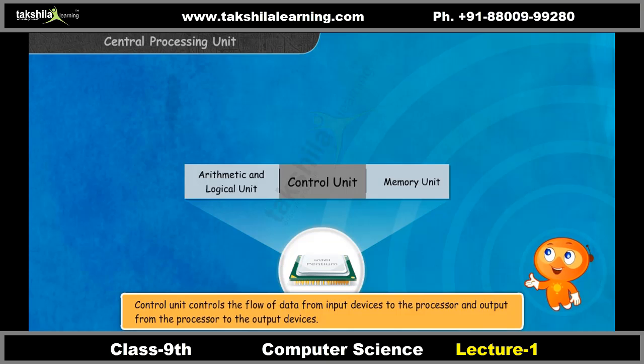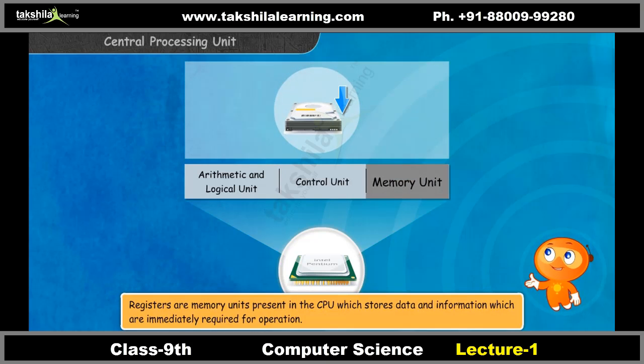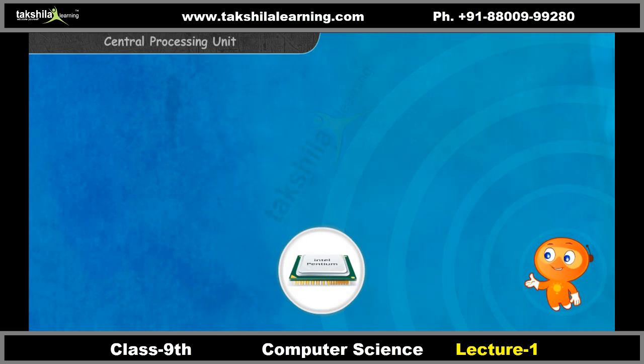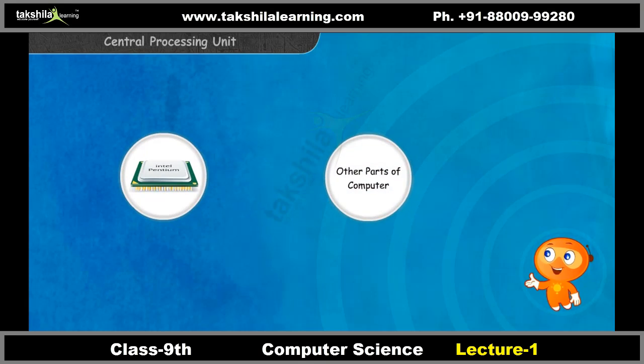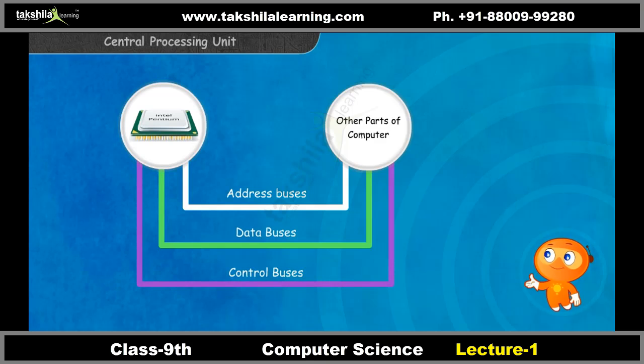Control unit controls the flow of data from input devices to the processor, and output from the processor to the output devices. Registers are memory units present in the CPU which stores data and information which are immediately required for operation. All these parts inside the CPU are connected to other parts of the computer using address buses, data buses and control buses.